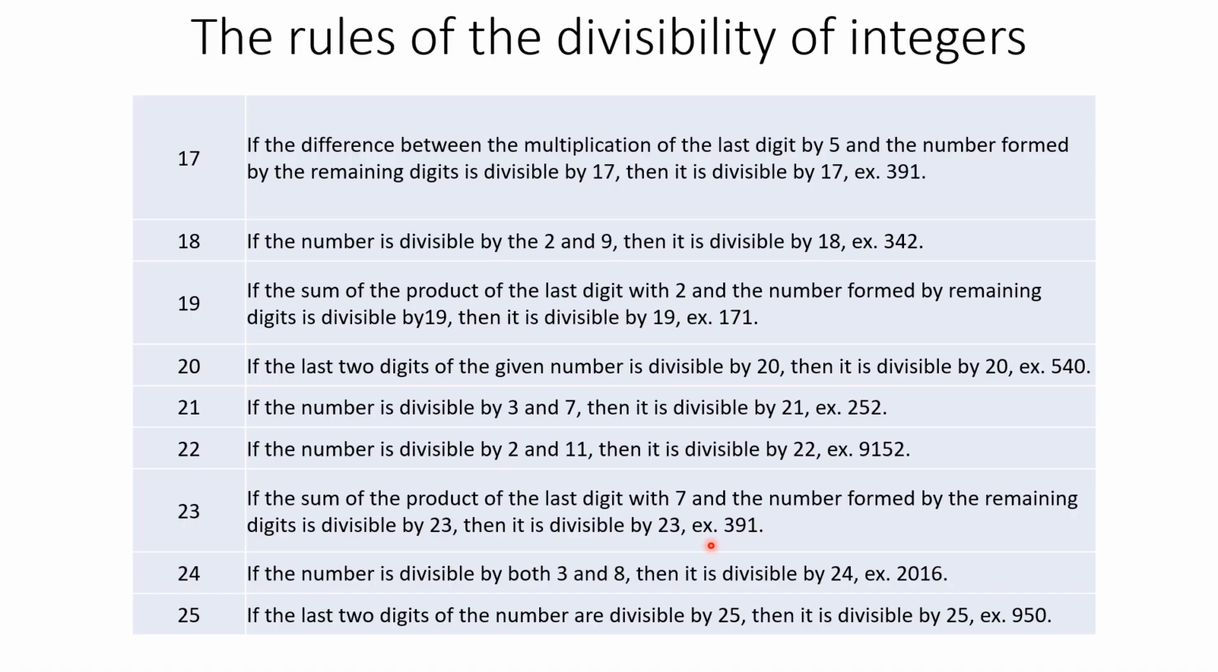So these are all the rules up till 25. There's no need to memorize them, but maybe just understand them and why they work.